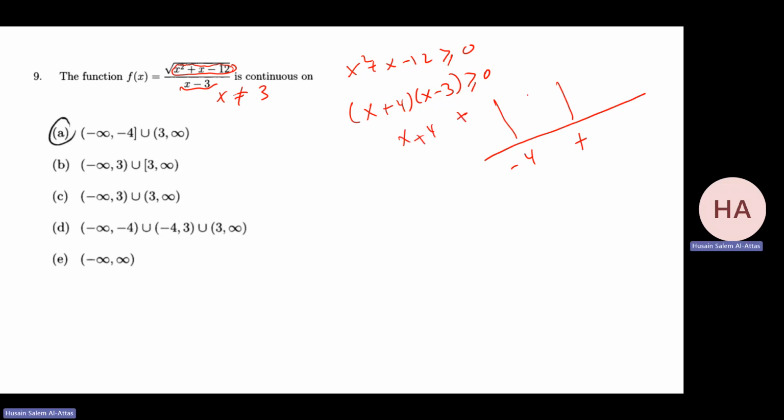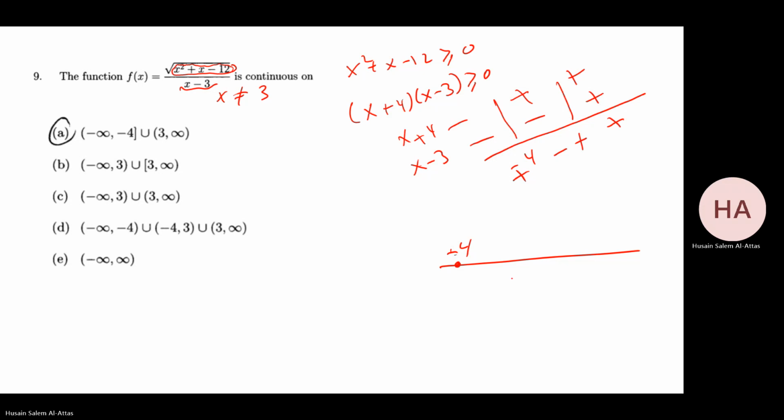X plus 4 will be negative, positive, positive. X minus 3 is the opposite. Taking a value, -5, gives negative, positive, positive. I want the positive parts. So -4 is included, taking this side. And for 3, it would be included from here, but I want x not equal to 3, so it will be open. I'll also need this side. So it will be minus infinity to -4 closed, and 3 to infinity open. That's it.